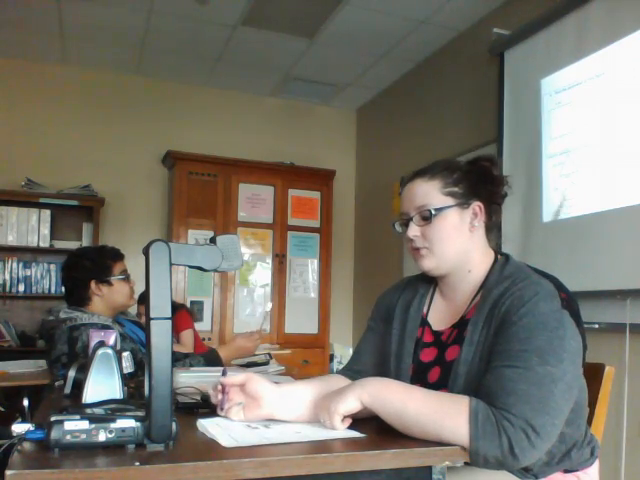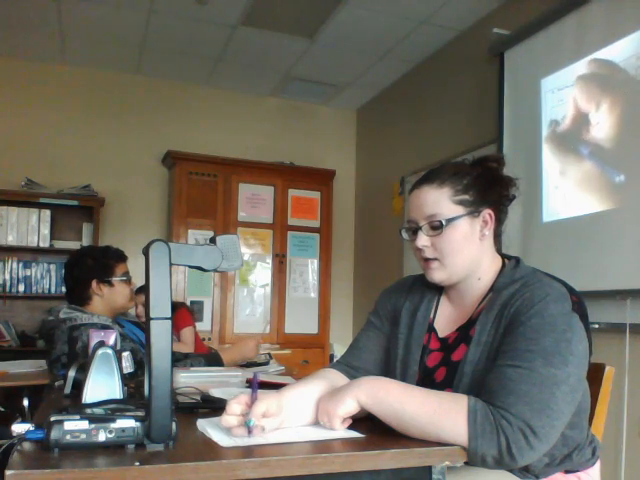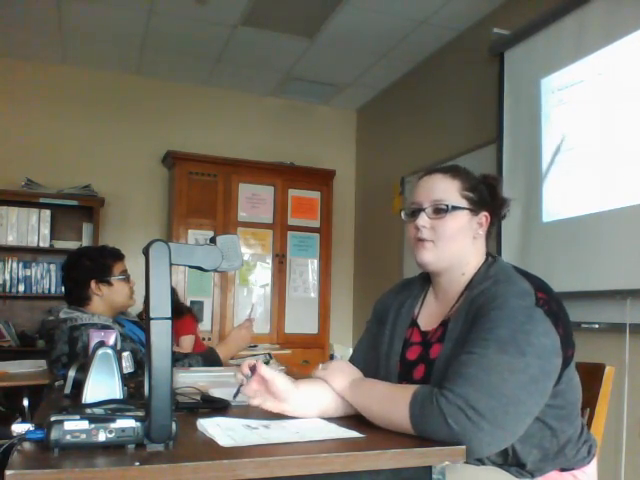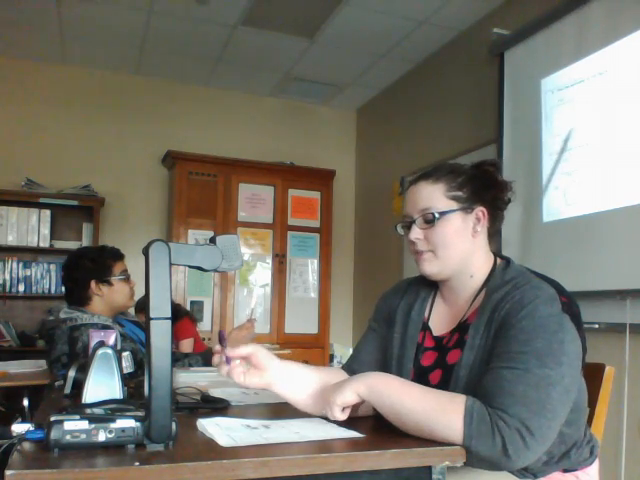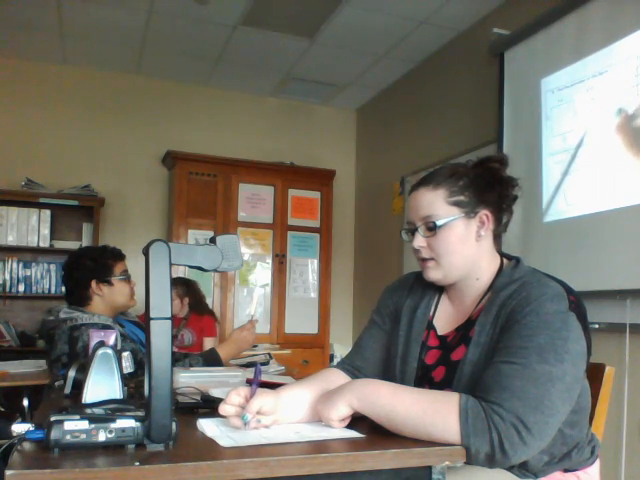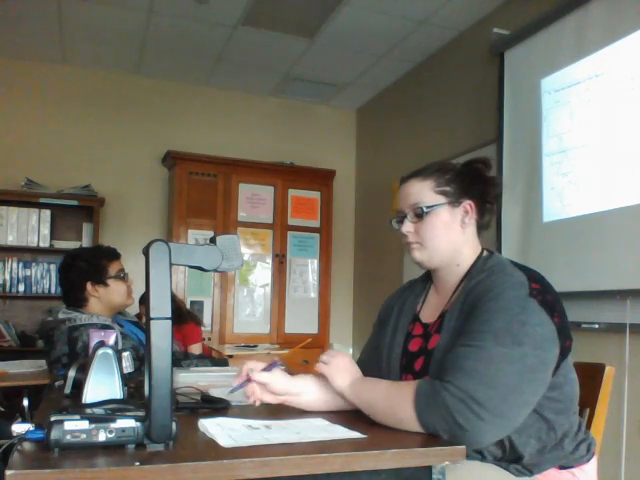Okay, number 9, it says find the perimeter of this figure. So we have a square, and on the top it says 4 yards. So then we'd know that each side would be 4. 16. Tiffany. Yep, so our perimeter would be 16, because 4 times 4 is 16.